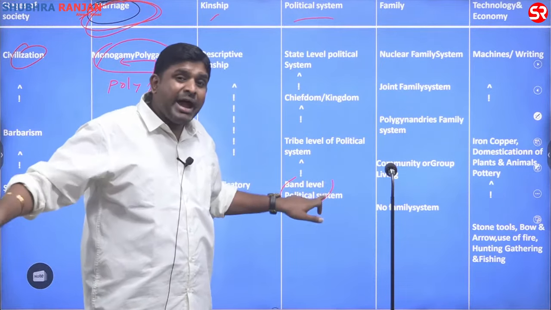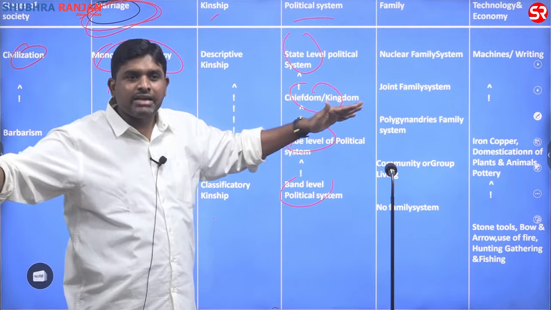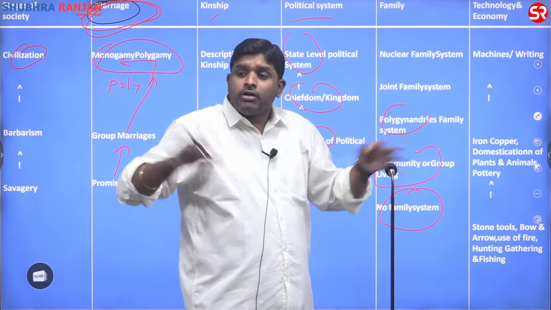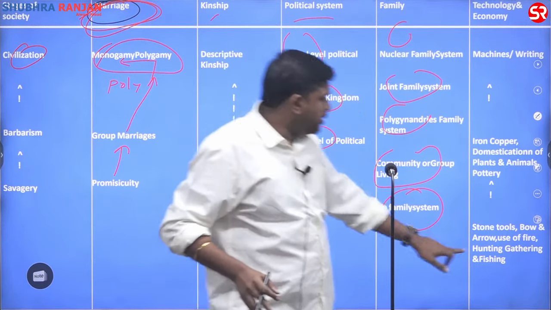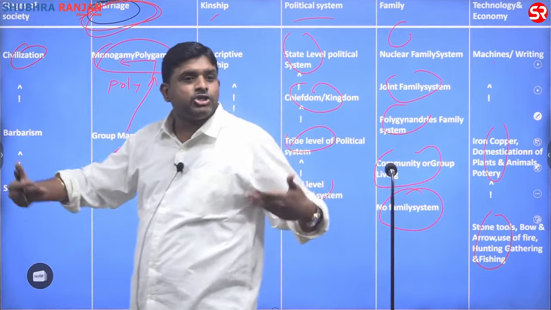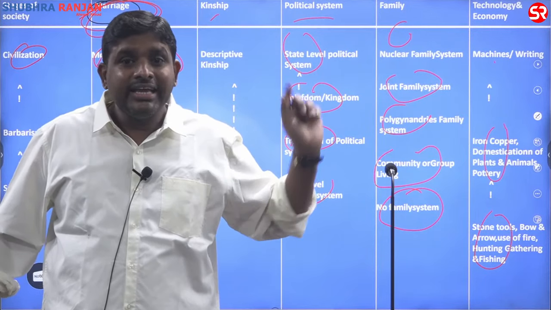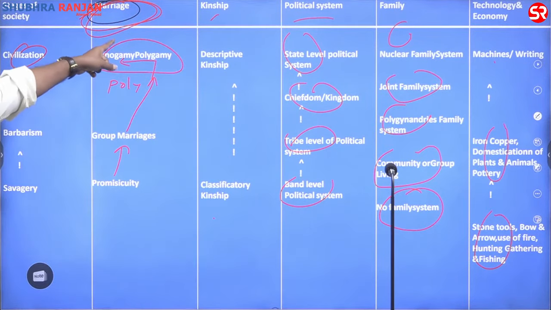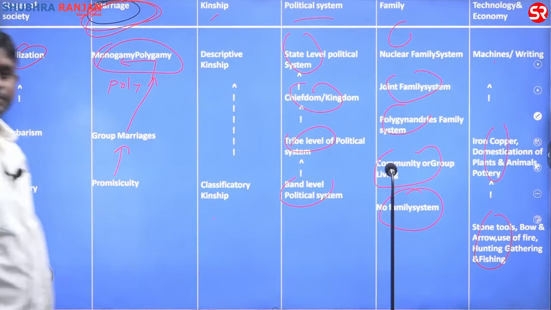Political system: earlier band level, then tribe level, then kingdom level, today state level, a proper state level political system. Family: no family system, then group level, then polygynous group, all husbands and wives staying together, then joint family, and now today's family. Then it was stone tools, then iron, copper, and today. So he told this. Patterns of evolution. Today you might know this, but understand, this was 1890. He gave with his reasoning how the evolution happened, with respect to marriage, kinship, political system, family system, technology and economy.